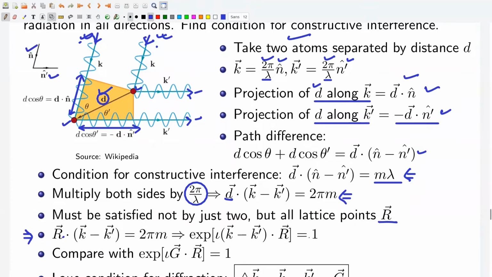And then if we just take the exponential, e to the power i 2 pi m, where m is an integer, that must be equal to 1. So that means we can get this equation: e to the power i (k minus k dash) dot r is equal to 1.